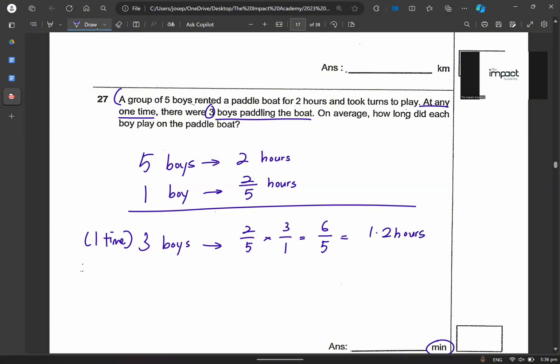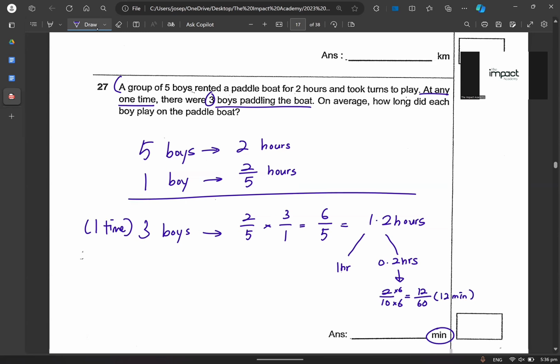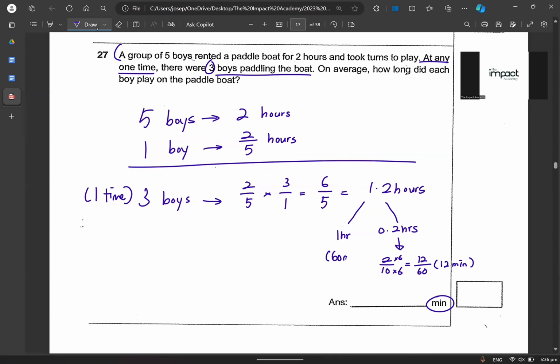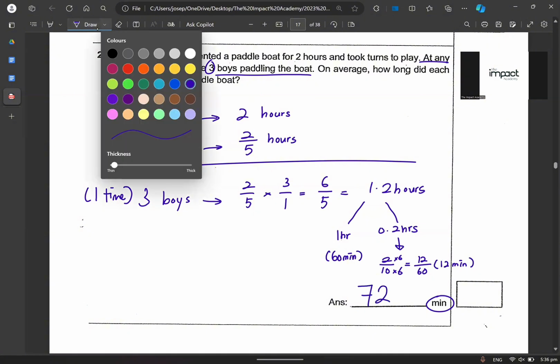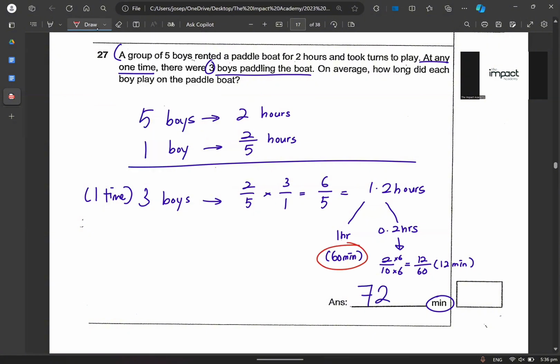So 1.2 hours, what do you want to do? You want to turn that into minutes, right? So 1 hour, 0.2 hours. Can I change 0.2 hours to 2 over 10? 2 over 10 becomes, you times 6 here, you times 6 here. That is 12 over 60, which means how many minutes? 12 minutes. Agree so far? And this is how many minutes? 60 minutes. So in total is how many minutes? 72. Why 72? Because we did 60 plus 12 minutes.